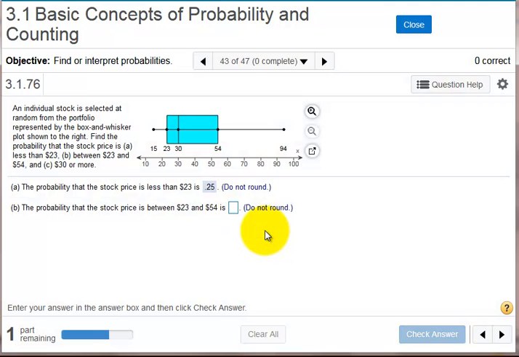Next, we want to know the probability that the stock is between 23 and 54. So between 23 and 54, we need to think about this. Below the 23, we've got 25% of the data. Below the 54, there's 75% of the data, and in between, that means that 50% of the data lie in between.